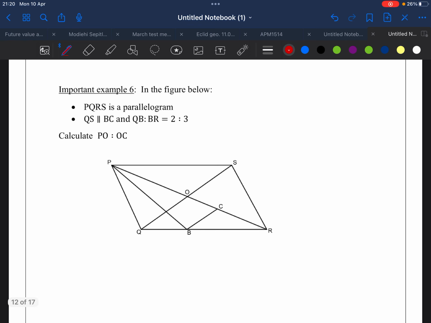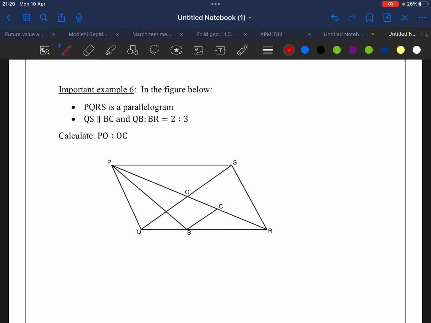So now let us check. We are given in the figure below that PQRS is a parallelogram and we also see that QS is parallel to BC and QB is to BR, equivalent to 2:3. Now we want to calculate PO is to OC. Let us think about this one. So please make sure that you pause the video and try to do it on your own. When you are done, please play back the video so that you can see where you went wrong.